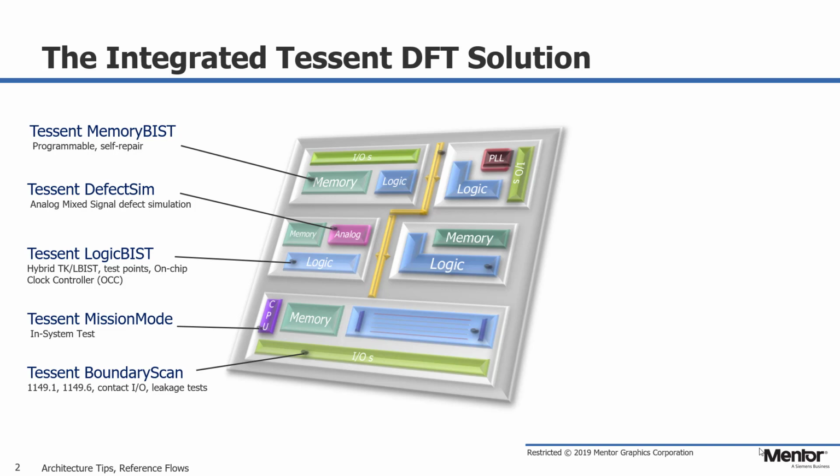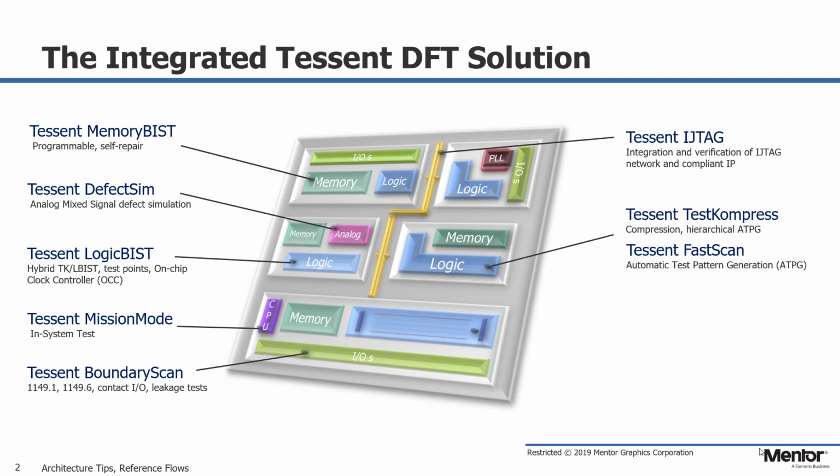Pad IO macros may need to be inserted with boundary scan. Boundary scan compliant tests for 1149.1, 1149.6 AC JTAG, contact IO, or leakage tests could be generated with Tessent. Tessent iJTAG may be used to connect instruments to the iJTAG network, verify and validate it. Instruments are anything that may need to be controlled like an IP.